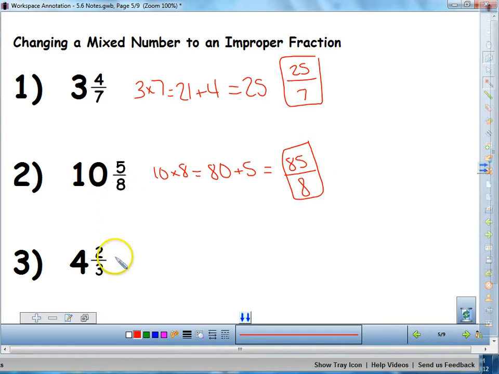You try number 3 on your own, and we'll check it in class tomorrow. So 4 and 2/3, go ahead and switch it to an improper fraction.